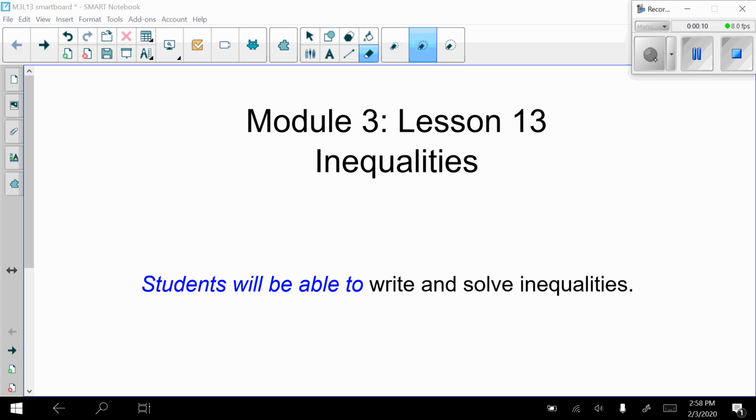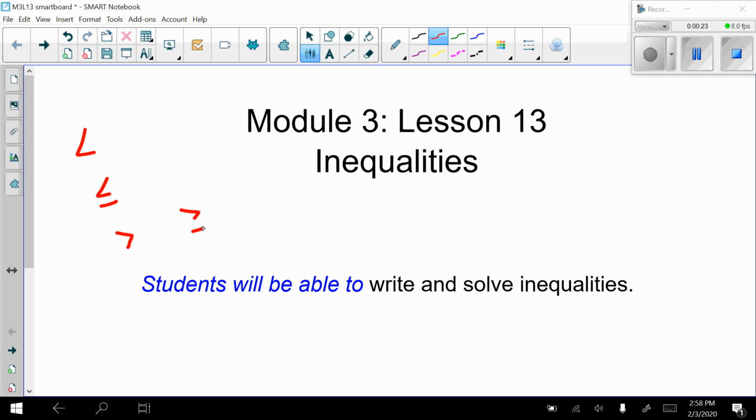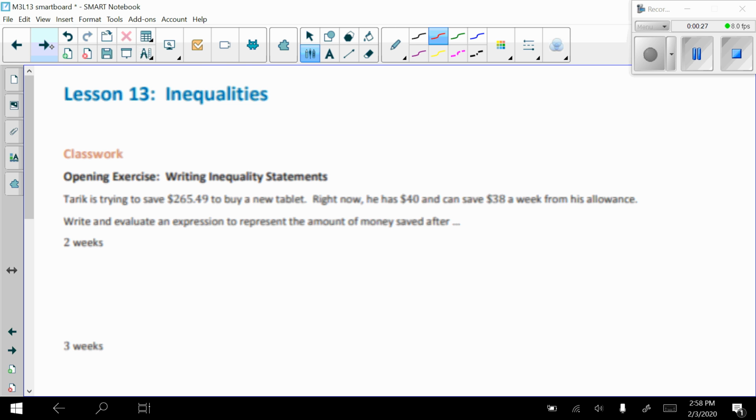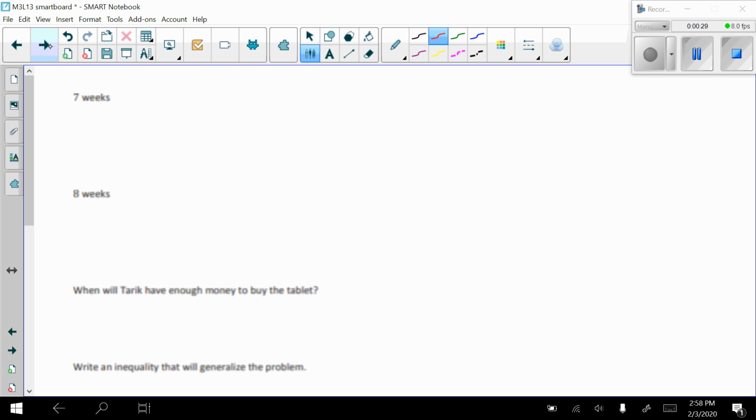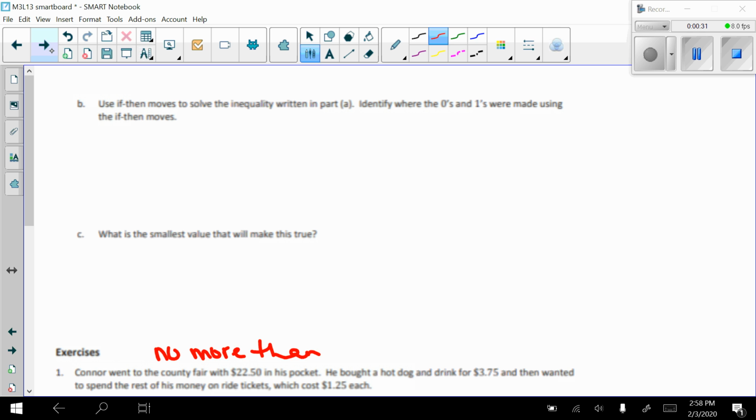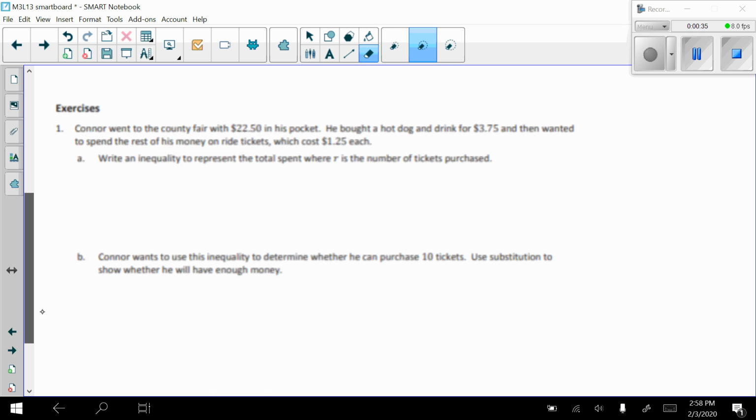So remember inequalities, we have less than or equal to, we have greater than, and we have greater than or equal to. Those are inequalities. So we're going to skip ahead a little bit and get to where the exercises are. Okay.